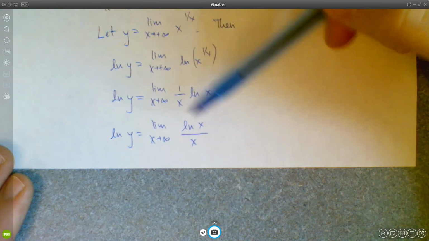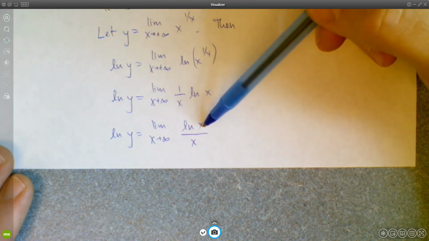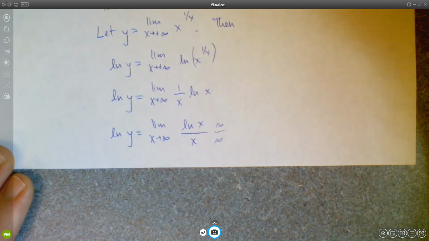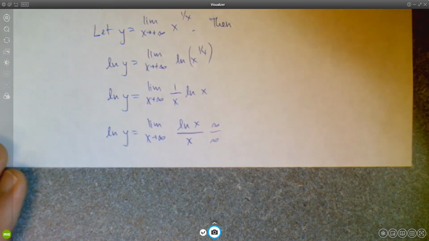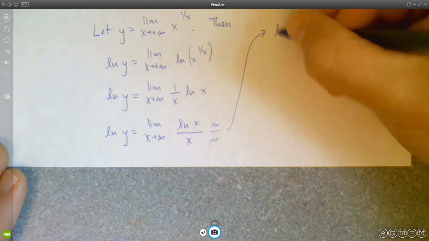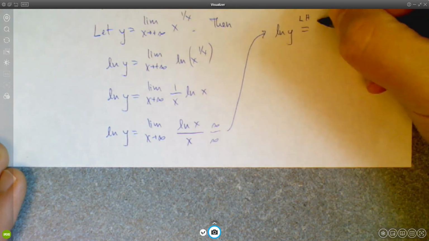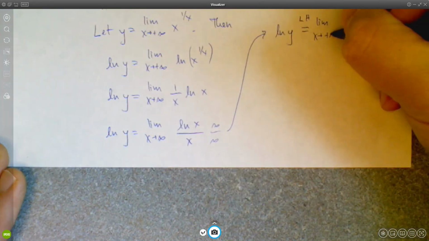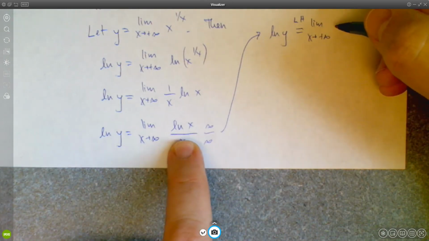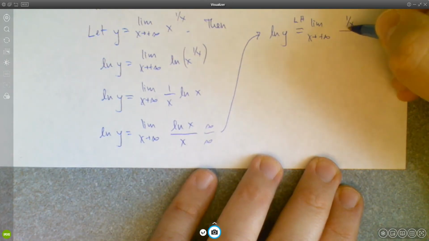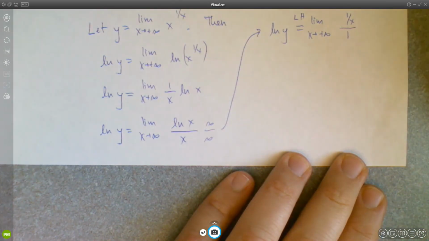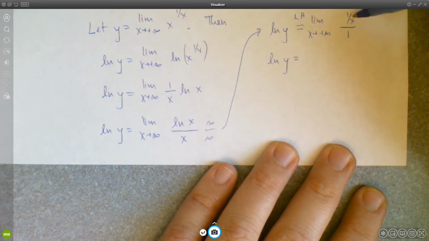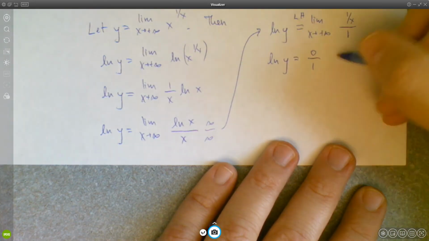And now, if I plug in infinity, natural log of infinity is still going to be infinity. So I'm going to get infinity over infinity now. And so I can apply L'Hopital's rule. So I can say ln of y is the limit as x approaches positive infinity of the derivative of ln of x, which is 1 over x, over the derivative of x, which is just 1. And if I plug in infinity now, 1 over infinity is 0. So I just get 0 over 1, which is just 0.